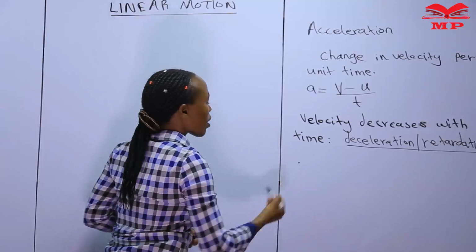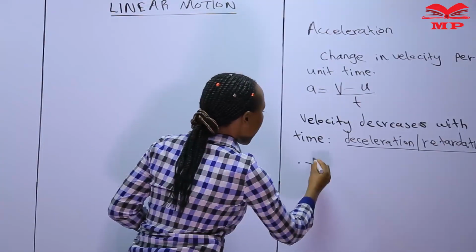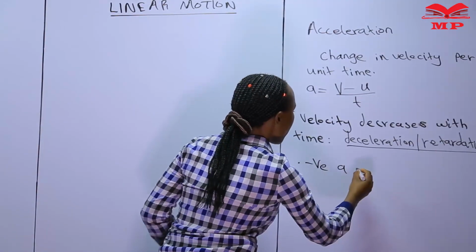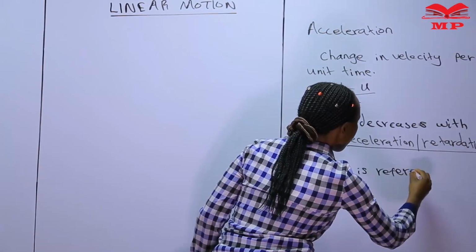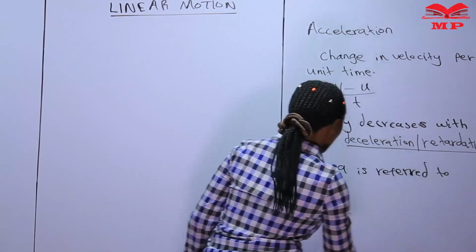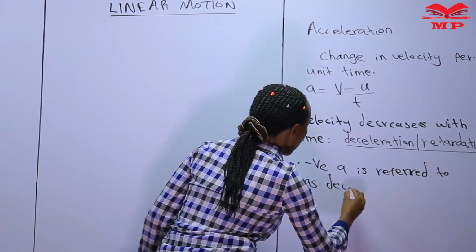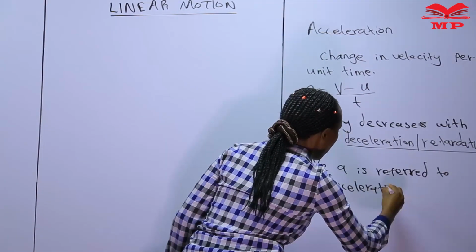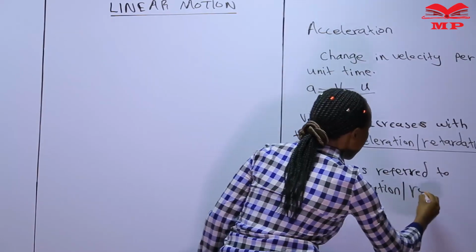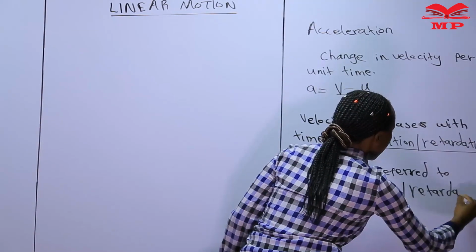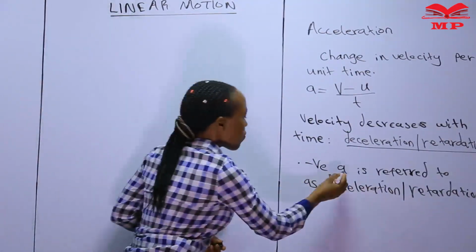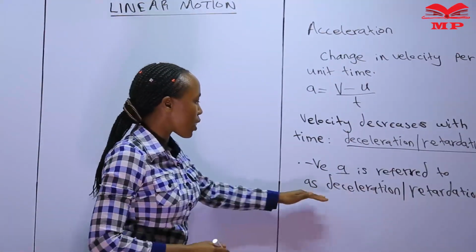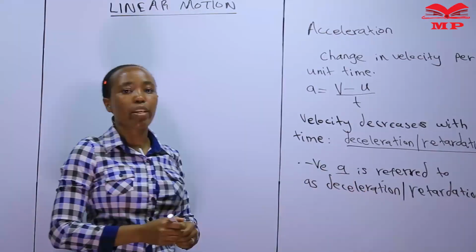And therefore, we concluded by saying that a negative acceleration is referred to as deceleration or retardation. A negative acceleration, A for acceleration, is referred to as deceleration or retardation.